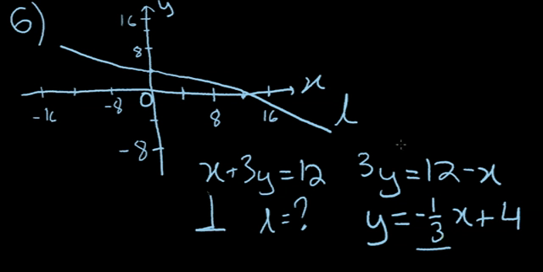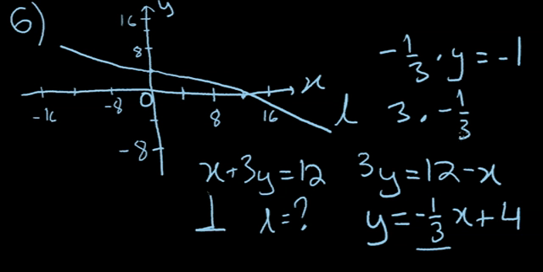So for the line perpendicular to it, -1 over 3 times the slope is going to equal -1. And the only number that satisfies this is going to be positive 3. If you multiply positive 3 times -1/3, it's going to be -3 over 3, which is just -1. So the only choice that even has a slope of 3 is choice C. So that's the only possible answer.